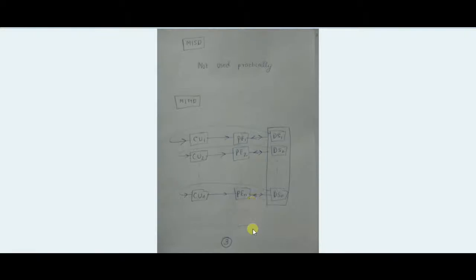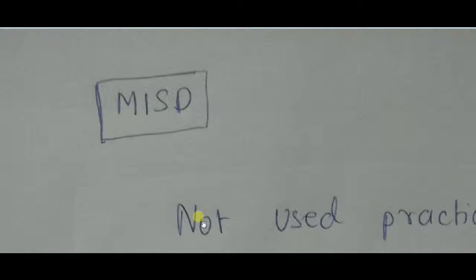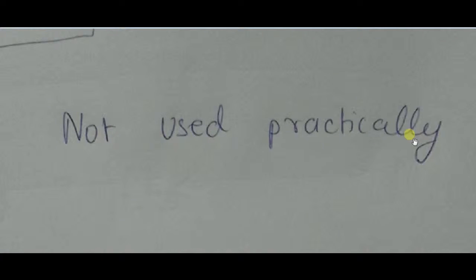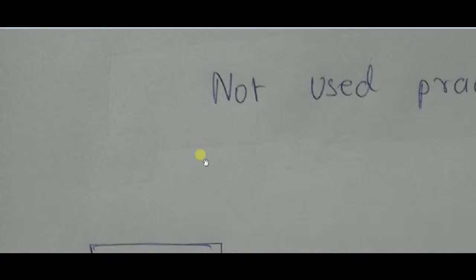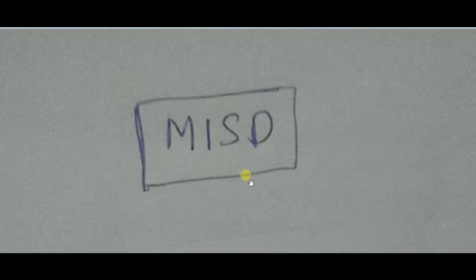Next, let's go into the third one. MISD. MISD means multiple instructions but only one processor. Well, this is not practically used. Sorry for this. It's not practically used. There are a lot of reasons for it. Like, multiple instructions are coming, then how do you process them, and only one processor to process them? As scientists are thinking about it, it's not actually implemented.